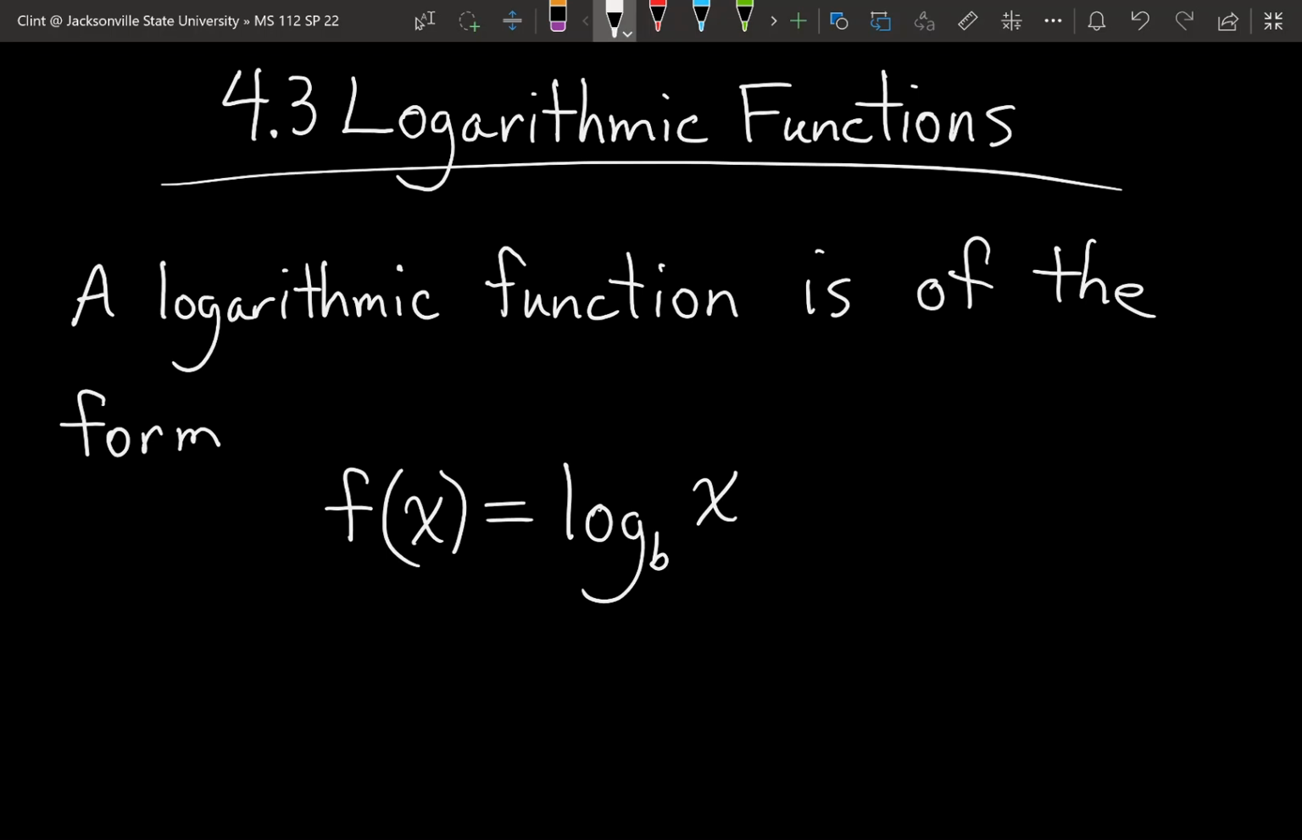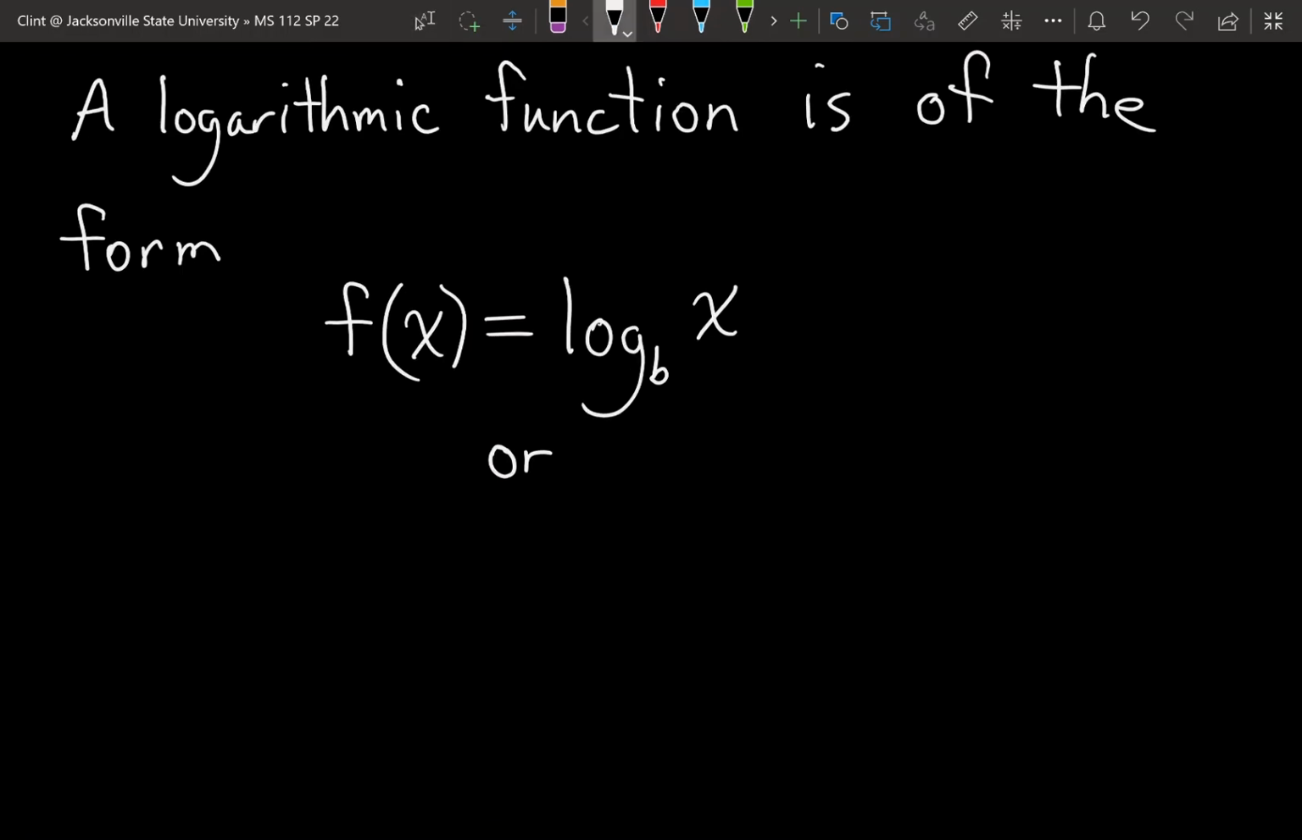So we have a logarithmic function. We're going to have log written out, okay? And then usually on the logarithm you'll have a little subscript number down there. So here I've got a lowercase b down there, and then we'll have an x, and sometimes you'll see them written like this as well. You can write them with or without the parentheses after the log.